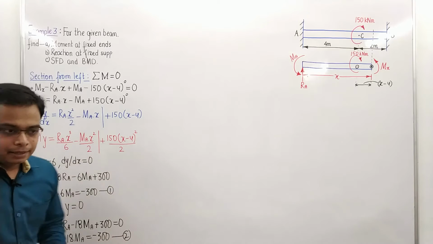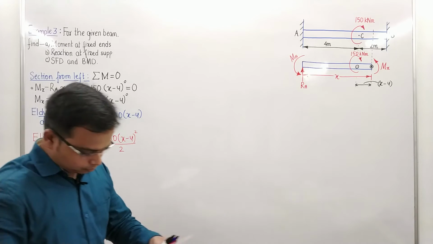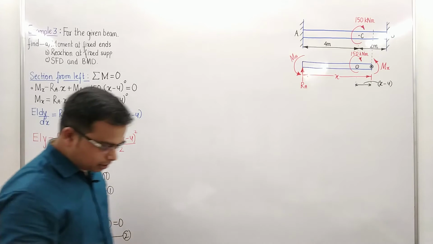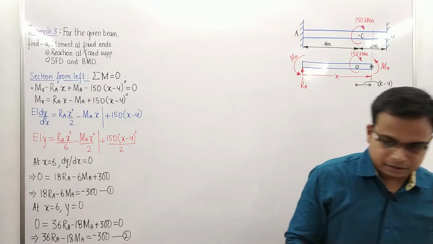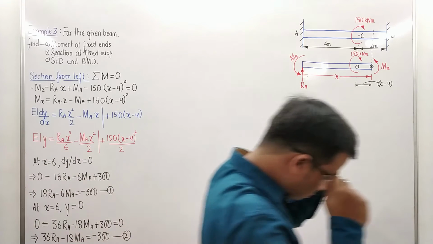Now where are my notes? Let me check whether both the equations are correct or not. 18 RA minus 6 MA equals minus 300. Perfect. And then we've got 36 RA minus 18 MA is equal to minus 300. Perfect. We are going in the right direction. Okay, not to worry. One second.